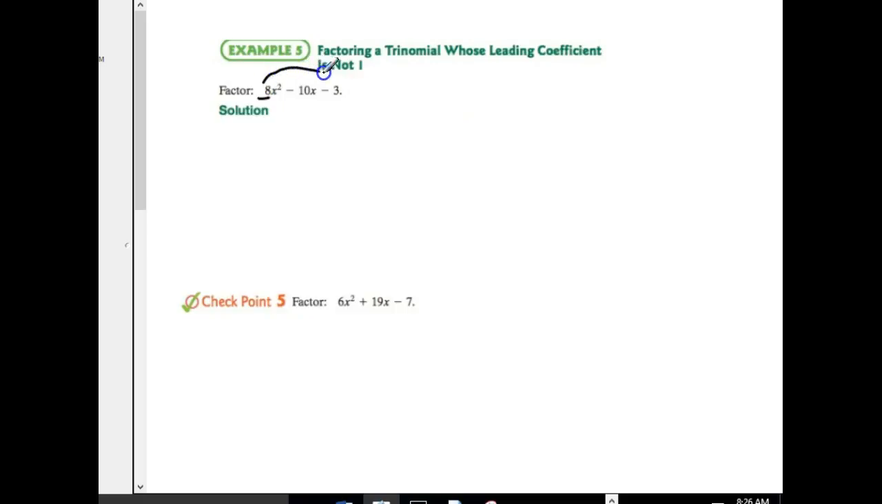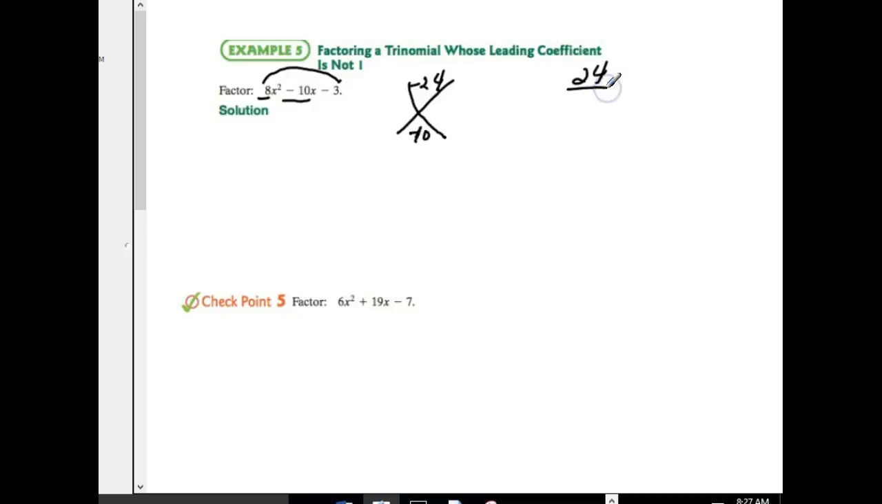Multiply the first and the last term together. Just make a big X. You're looking for 8 times negative 3, which is negative 24. You're looking for two numbers that are going to multiply together to be negative 24 that are going to add up to be the middle number, which is negative 10. Okay, so think of two numbers that would multiply together to be negative 24. Think of it over here.